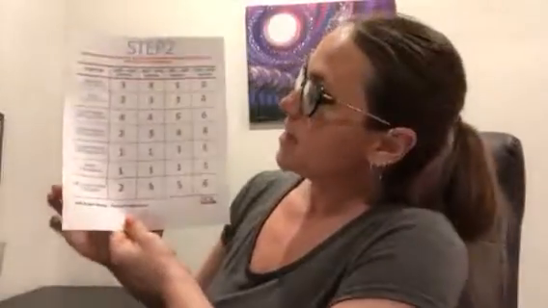So that is how you read this document. Pretty simple, right? Step 1, you figure out your caloric base. Step 2, this tells you exactly how many of each food group that you're going to eat, okay?